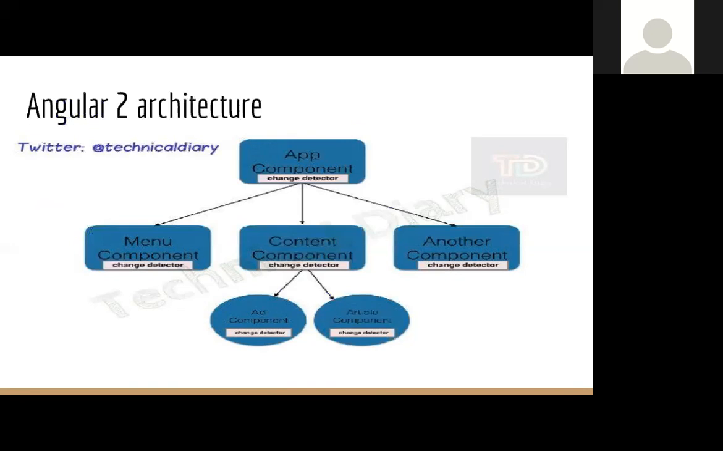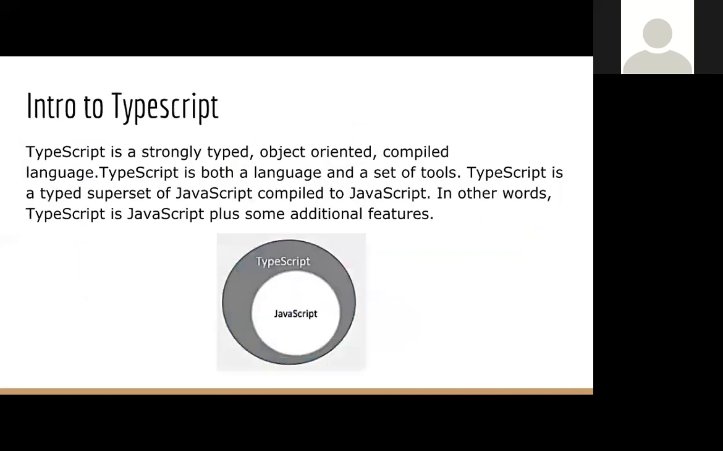If you look at this architecture, we have a root component and then a menu component and other components, but the other components are also the same kind of component. So if you understand components well, you pretty much know what an Angular 2 application is. Does anybody have any questions, then you can just ask.